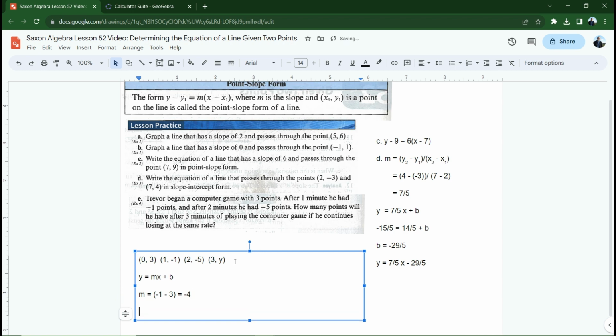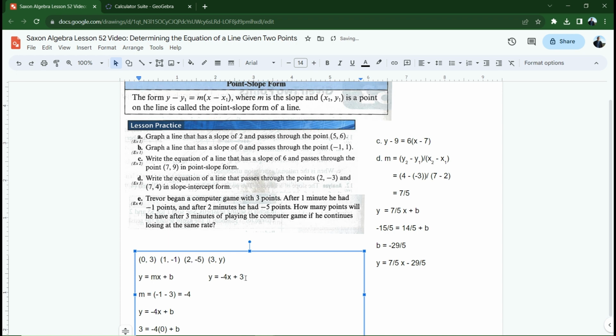Okay, so I know that y equals negative 4x plus b, but I don't have b yet, so I'm going to plug in one of my points. I'm going to plug in 0, 3. 0 for x, 3 for y. So let's do that. 3 equals -4 times 0 plus b. Well, -4 times 0 is just 0, so that means that b equals 3. So my final equation is just going to be y equals my slope, -4x plus 3.